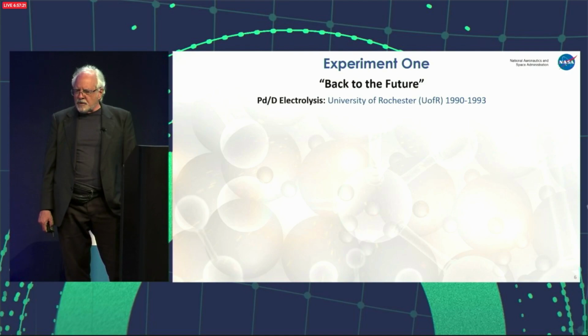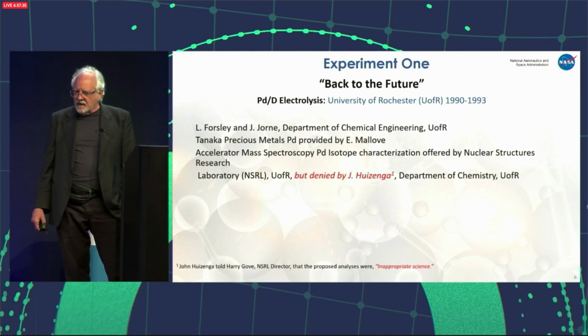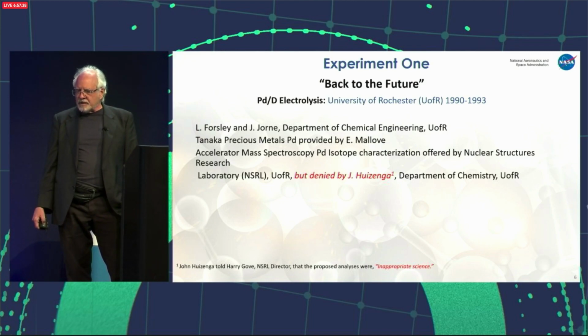So the first experiment, I call this Back to the Future. We conducted this at the University of Rochester, literally within eyeshot of John Huizenga's office in Hutchison Hall. It was a palladium deuteride electrolysis. I did this with Jacob Jorne in the Department of Chemical Engineering. Eugene Maloff provided us Tanaka precious metals palladium. And we then planned on doing accelerator mass spectroscopy to measure the palladium isotopes afterwards. Unfortunately, John Huizenga said this was bad science, so we never got to do that part of the experiment. This was conducted under a grant from Eneco, courtesy of Fred Yeager.